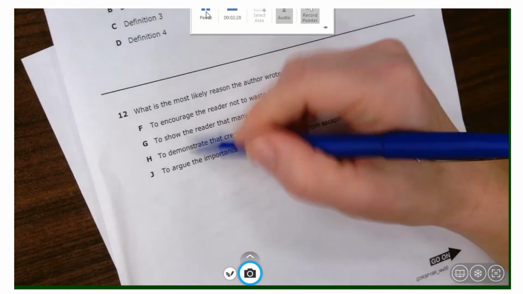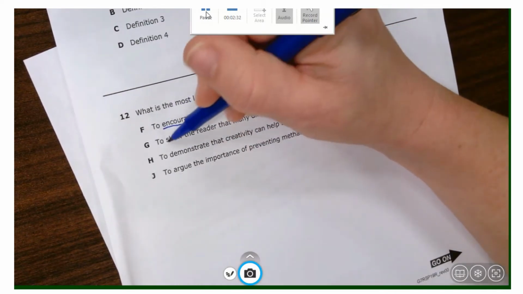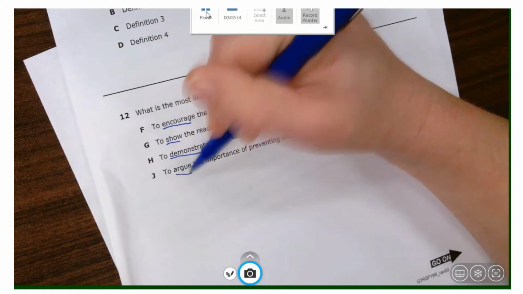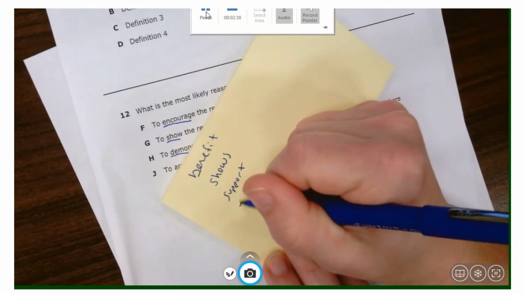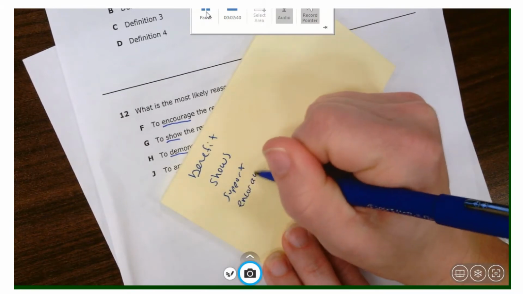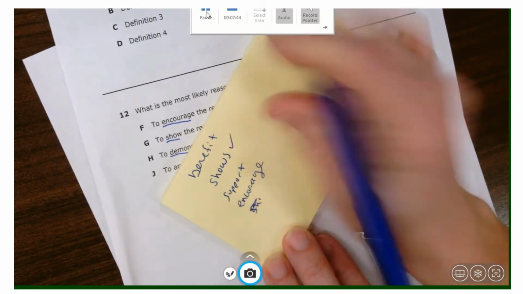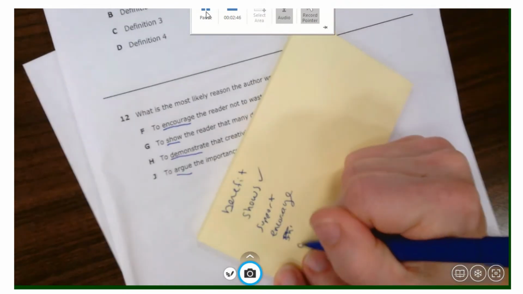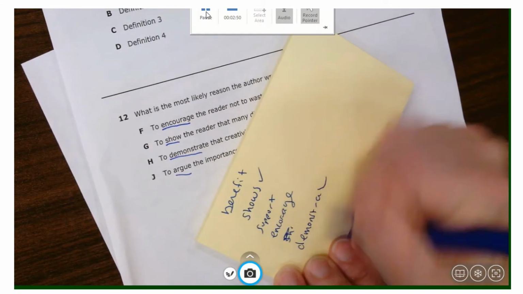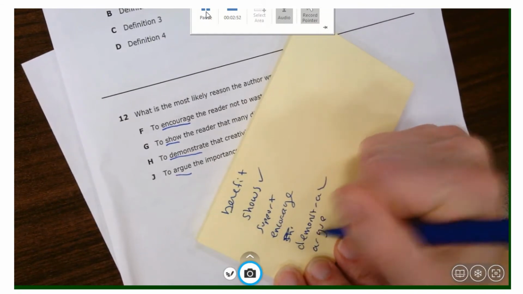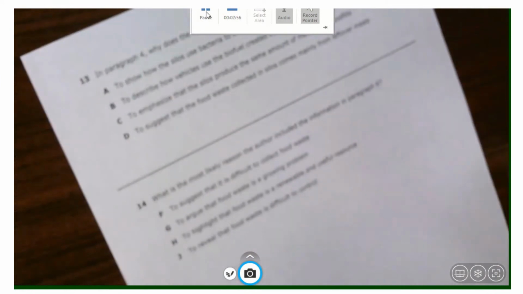And then down here, we start to see some of these verbs again. So I've got encourage, show, demonstrate, and argue. I'm going to jot those down because those could appear again, and I'm going to spell it right. Show, oh wait, I'm just going to do a check mark because I've already used that one, marking that it showed up again. Demonstrate, and argue. So it's not like a super complex process. It's just kind of taking the time to make the tally marks.